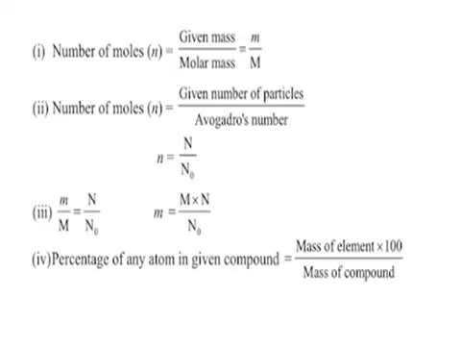The fourth one gives you how to calculate the percentage of any element in a given compound. It can be computed as the mass of the element divided by the mass of the compound, into 100. So remember these formulas well, so that they will help you calculate the required quantities in the problems.